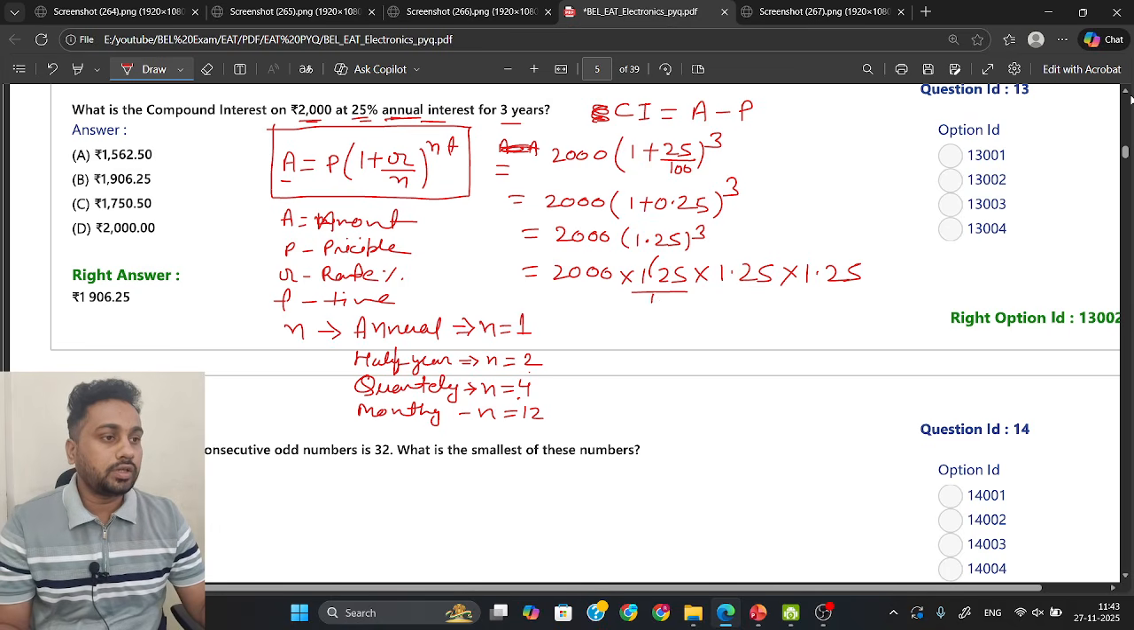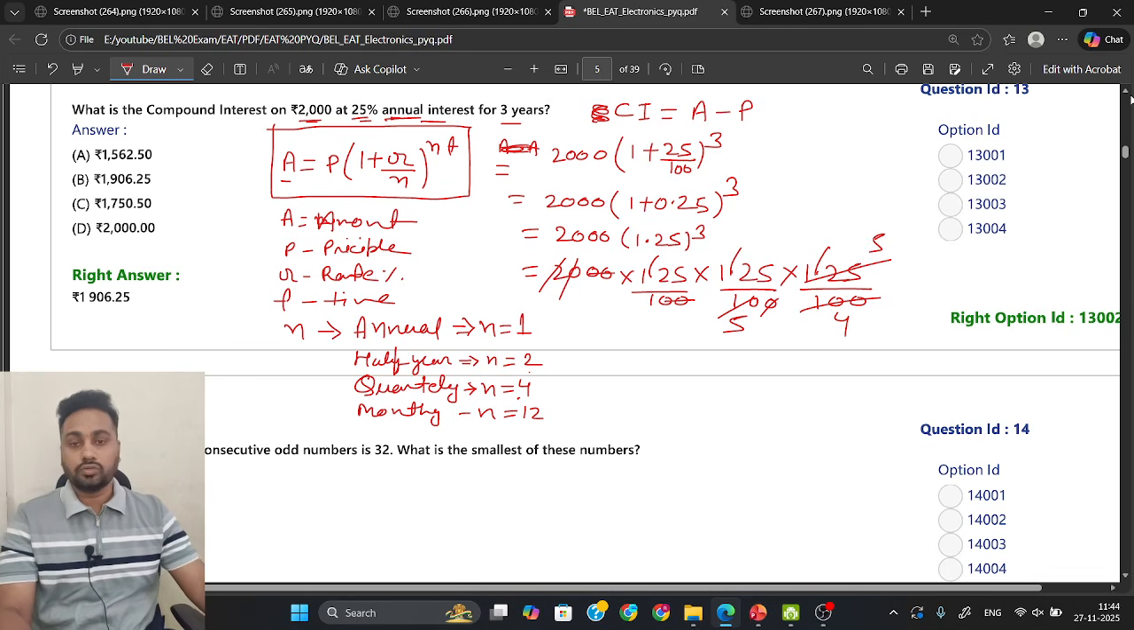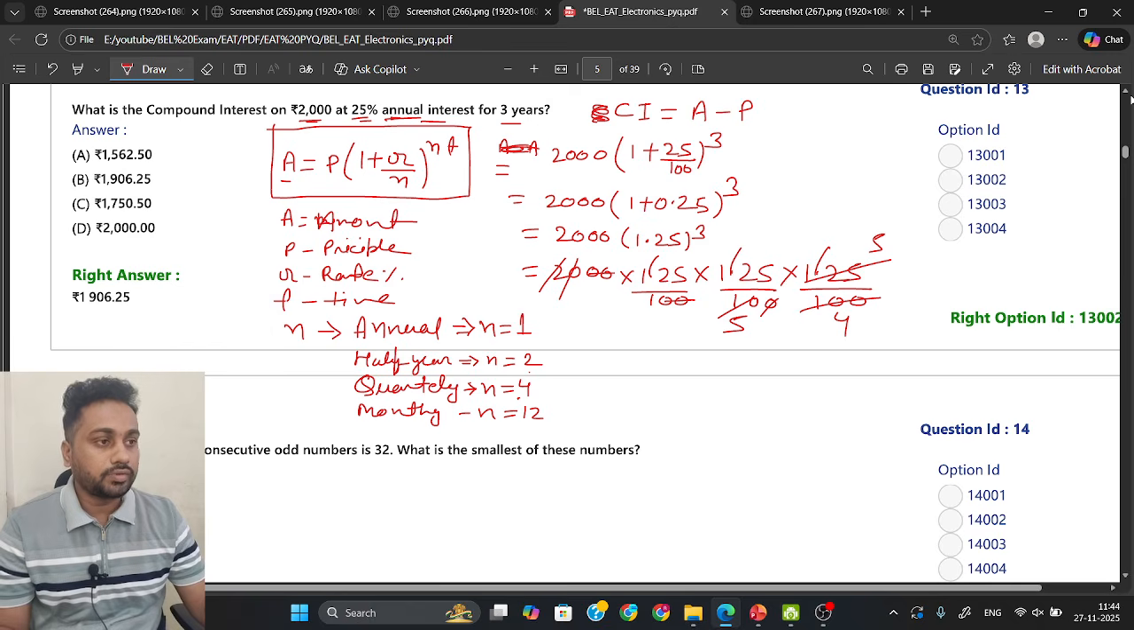Now if you remove this one, it will come 100. Okay, this 20, this 20 we can remove. This 10, this 10 we can remove. Okay, this is 4 times, this is 5 times, 25 table. 25 into 4 is 100, 25 into 5 is 125. And like that we can do one more. This 5 and 5 cancel, we can do like this.